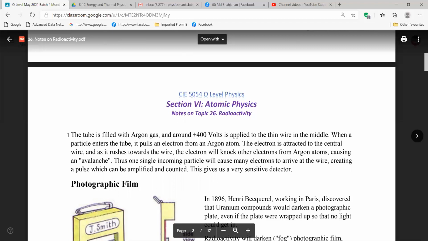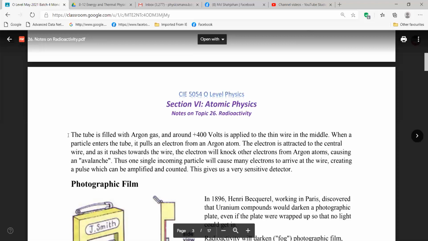Okay, so when too many radioactive particles or electrons are moving, does it get deflected? Is it clear now? Yes, sir. Thus, a single incoming particle will cause many electrons to arrive at the wire, a pulse which can be amplified and counted. This gives us a very sensitive detector.